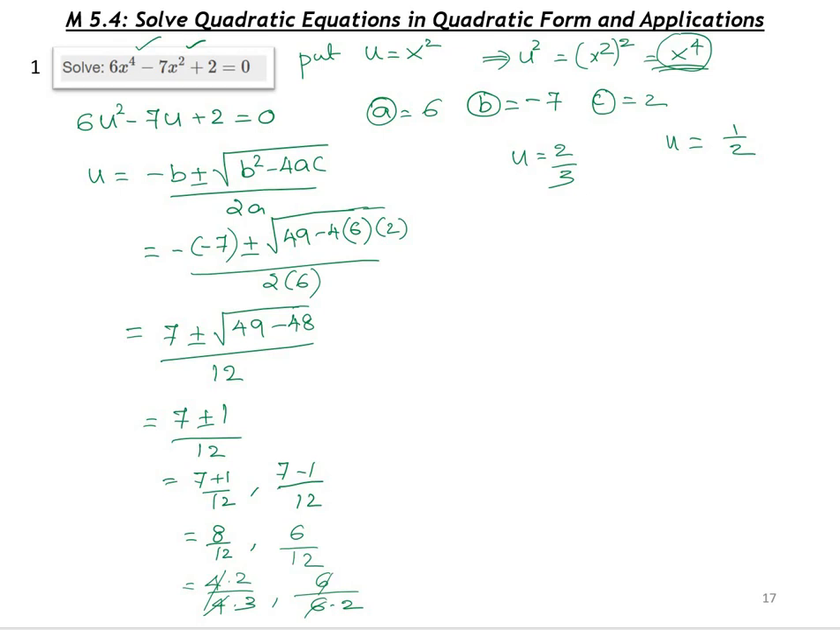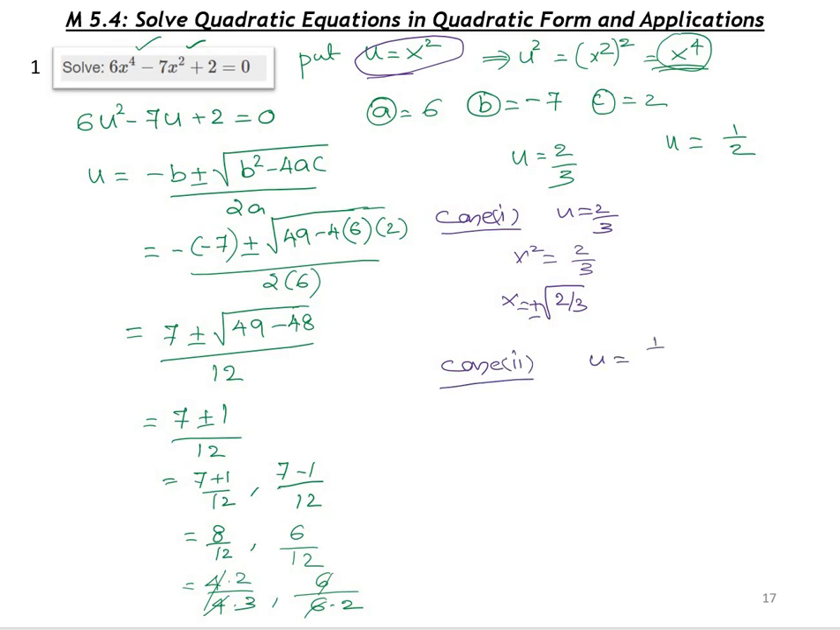Now let us consider this as two cases. Case 1, u equal to 2 over 3. What is u? u is x squared. So x squared is equal to 2 over 3. So x is equal to square root of 2 over 3, and of course it will be plus or minus.